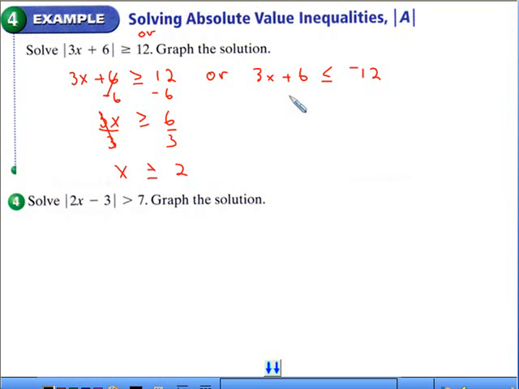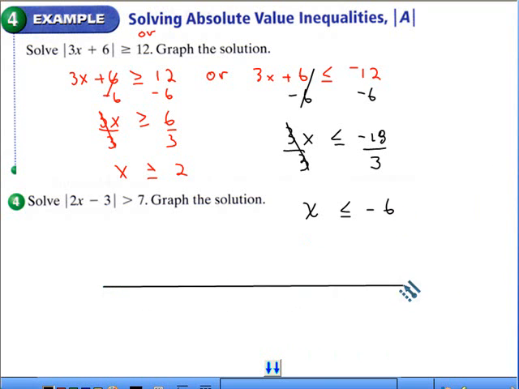Over here, minus 6. 3x less than or equal to negative 18. Divide by 3. X less than or equal to negative 6.